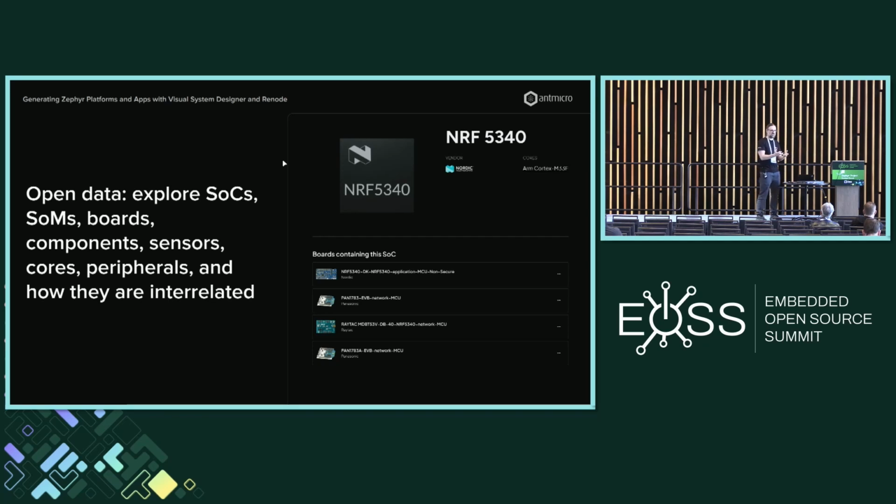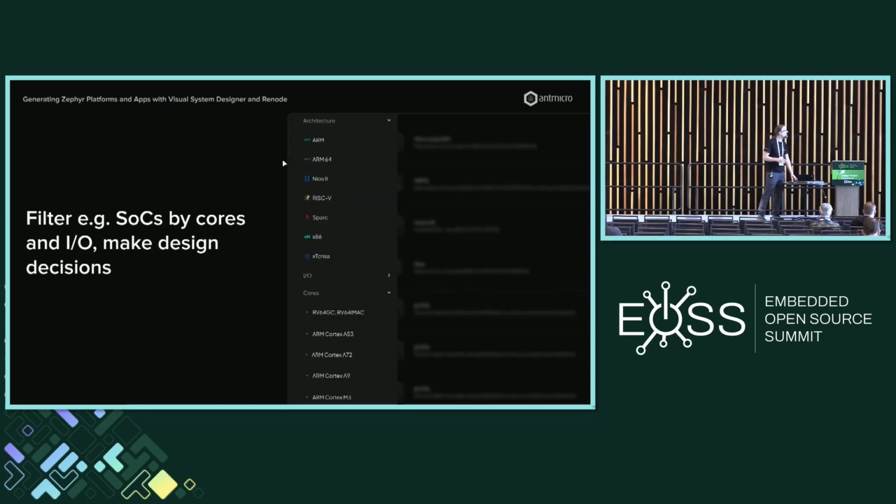And it's not very visible normally until you start working with this data and realize that there's so much IP reuse going on between the silicon vendors. There's so much structure in this, so it's interesting to work with. And one of the things we want to enable is, when you're making choices like what SoC am I going to use, you can filter by cores, I/O, and just make your design decisions this way.